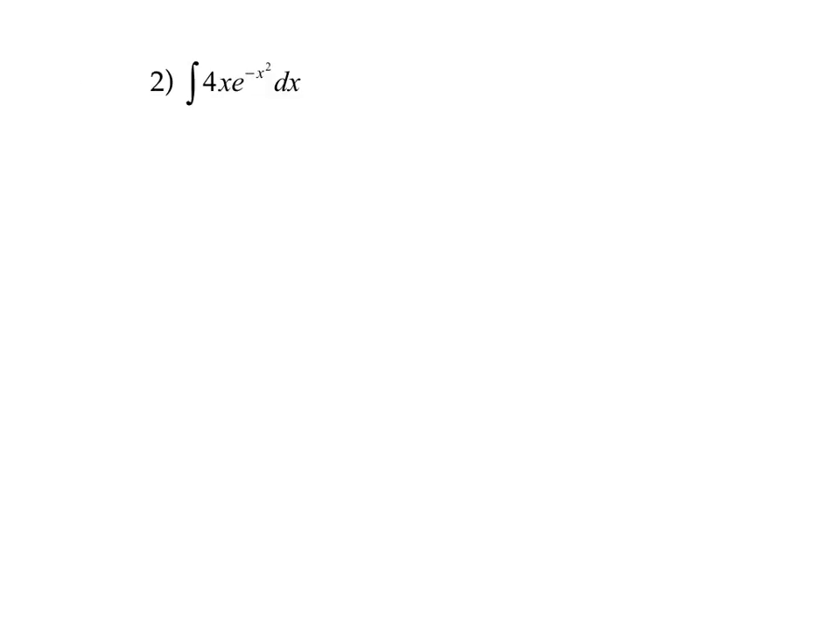Okay, in our second example, I'm going to call your attention to the two parts in here. We have 4x, and then we're multiplying by e raised to the negative x squared dx. Now notice that the problem is written with a negative exponent, and that means that our final answer can have a negative exponent.